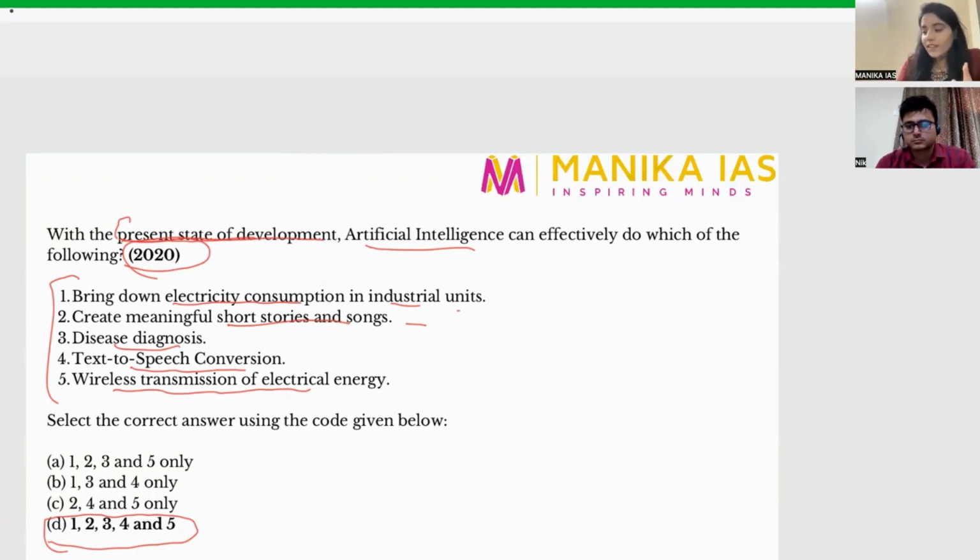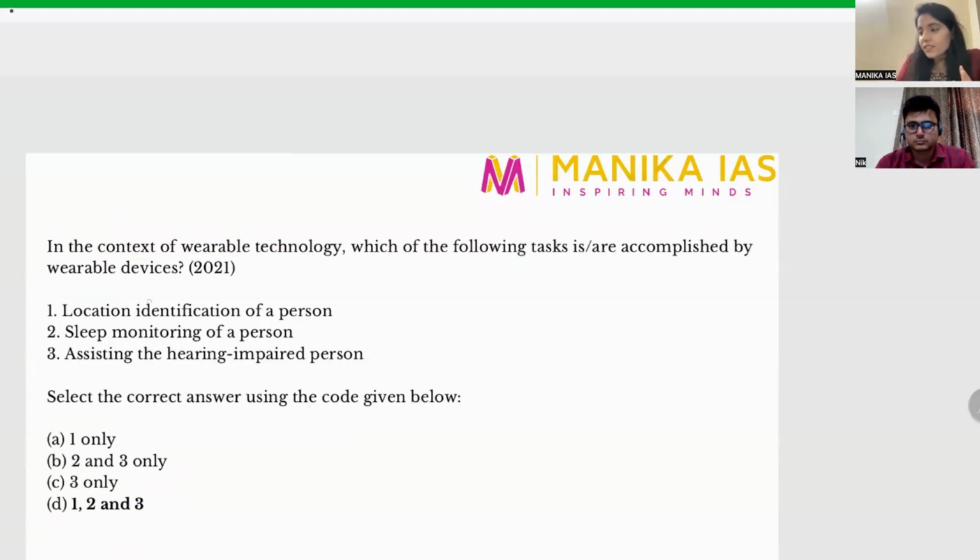So go ahead. Let's take another example. In this question: in the context of wearable technology, which of the following tasks are accomplished by wearable devices? Same, whenever we hear wearable technology, one thing that comes to our mind is smartwatches. So don't limit your application of wearable technology to smartwatches. Today, people are talking about clothes with technology, and the skin that you are wearing, where you will be able to use smart devices in the skin itself. So these sort of technologies are also being talked about. If you see the options, location identification, sleep monitoring, assisting the hearing impaired, all three can be approached by wearable technology. So the answer will be D again in this question.